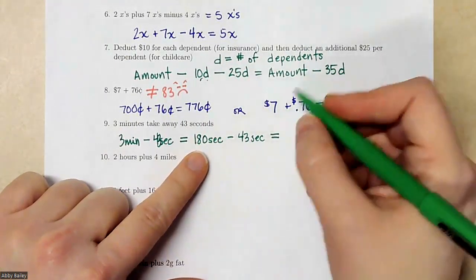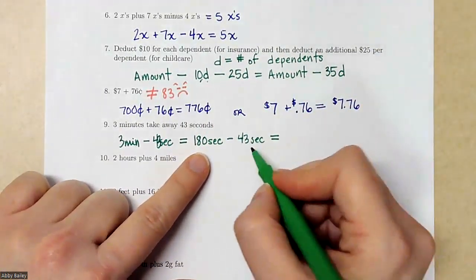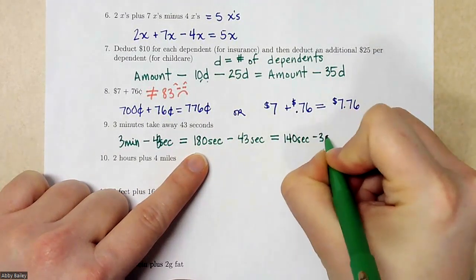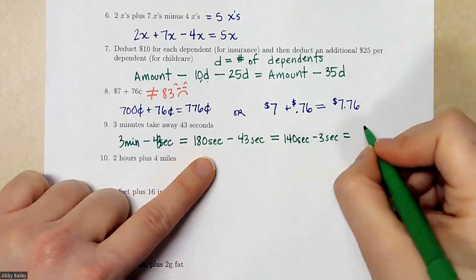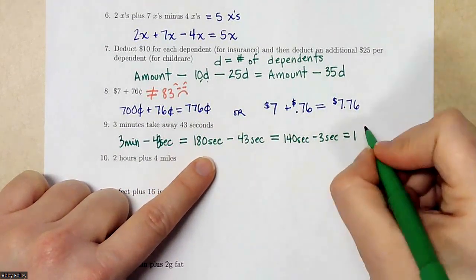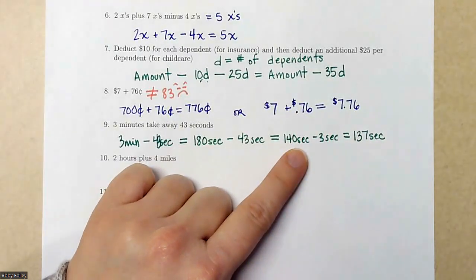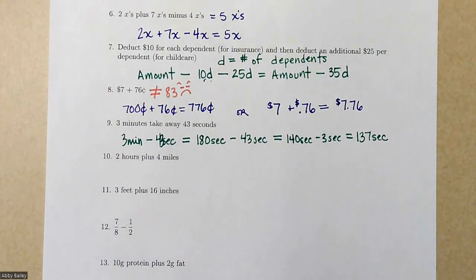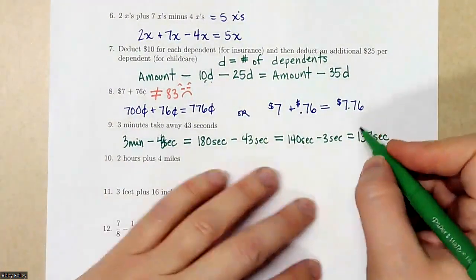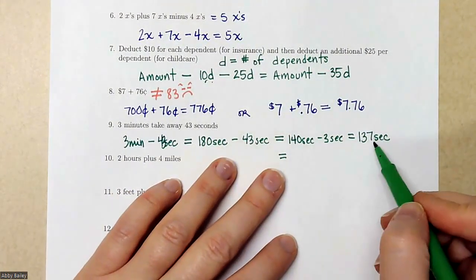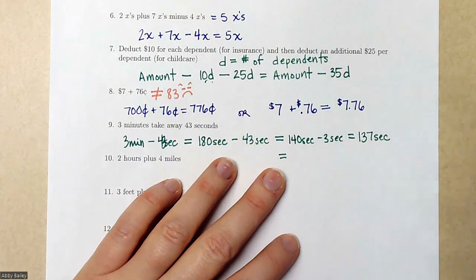Just thinking out loud, this is how I do head math. First, I would take away 40 seconds, but I still need to take away 3 more. So without getting out my calculator, that is 137 seconds. And you could easily turn that back into minutes if you wanted to. Let's do it quick. How many minutes is that? 2 whole minutes, because that's 120.